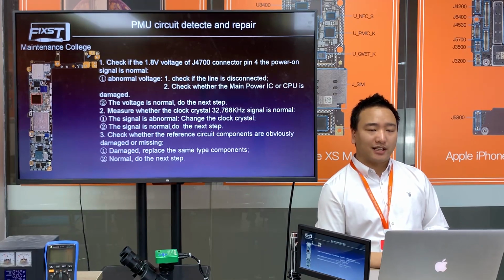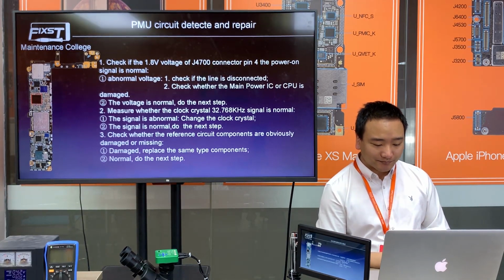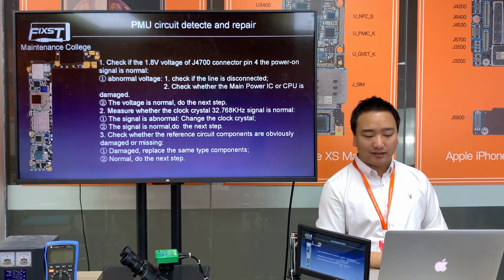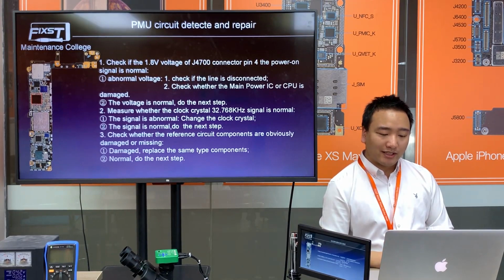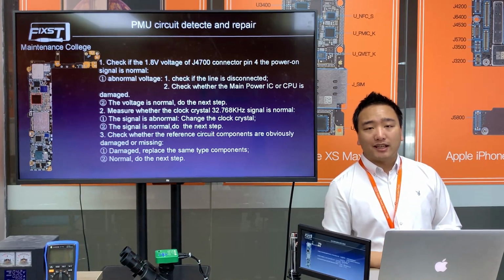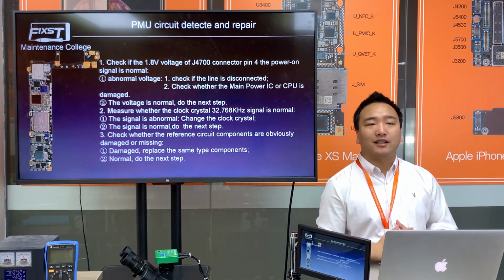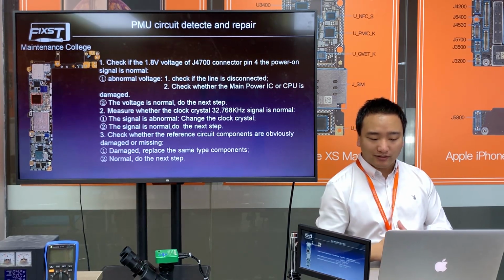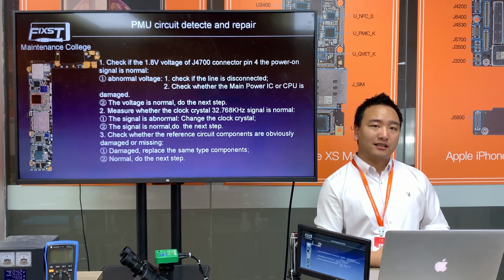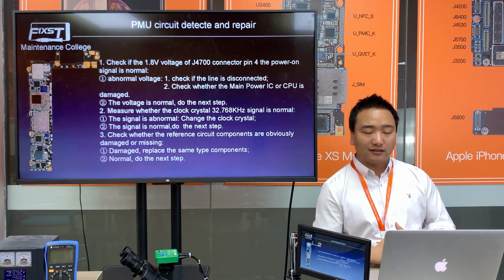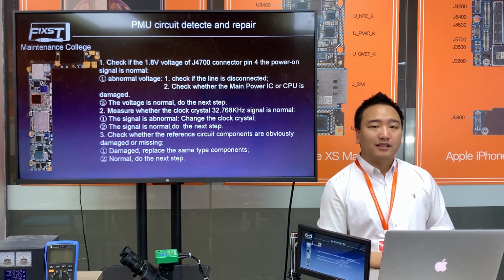So when we repair the PMU circuit, how do we detect? Just 3 parts need to be checked. First, check if the power on key circuit has a problem or not. The second is to test the clock crystal to check whether it is normal or not. The number 3 is the reference circuit, to check if the components of this circuit are normal or not. And after that, if these 2 circuits have no problem, we need to detect the CPU circuit.